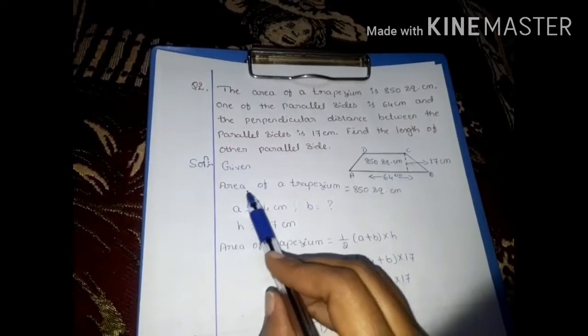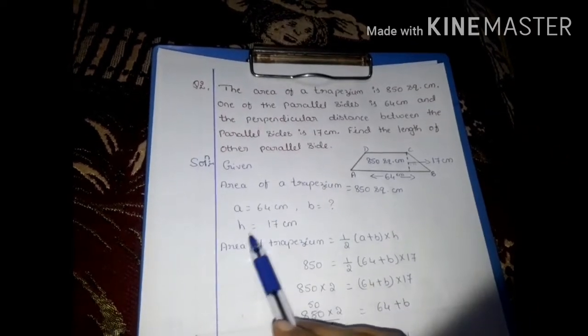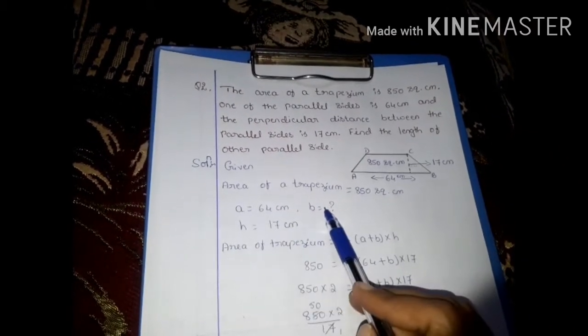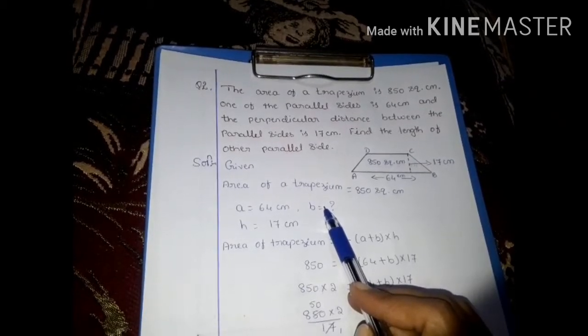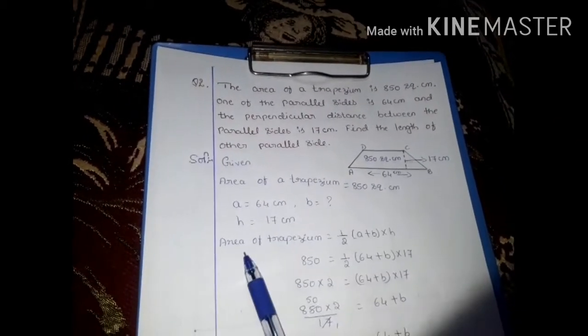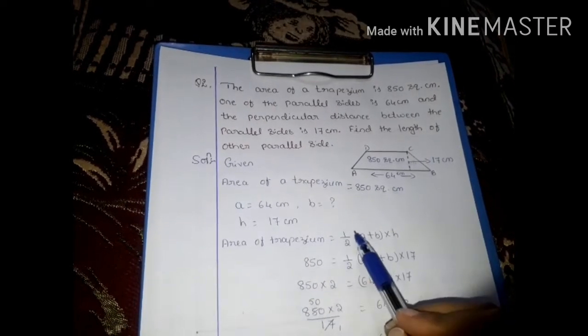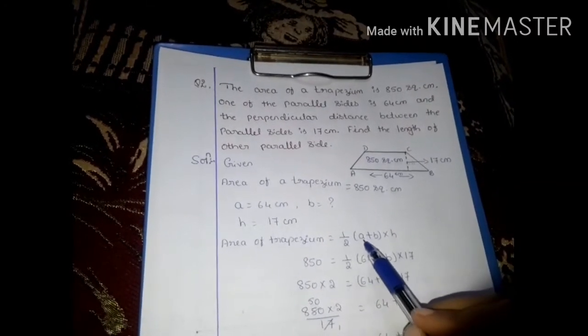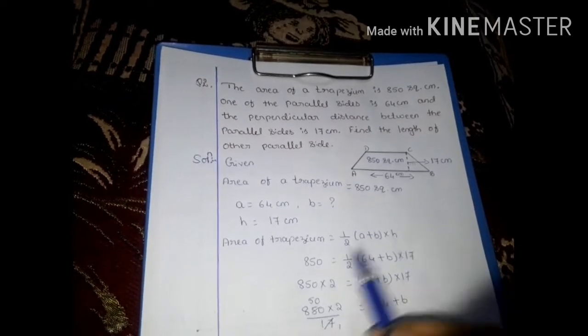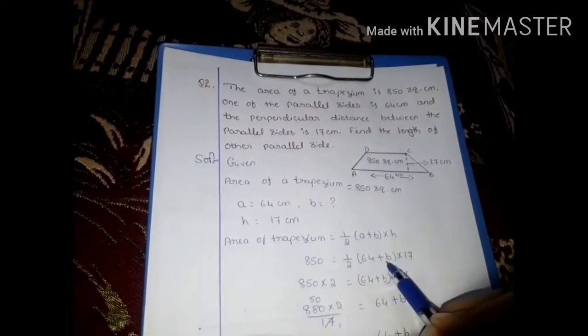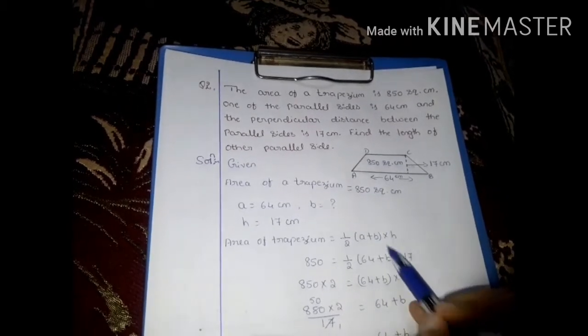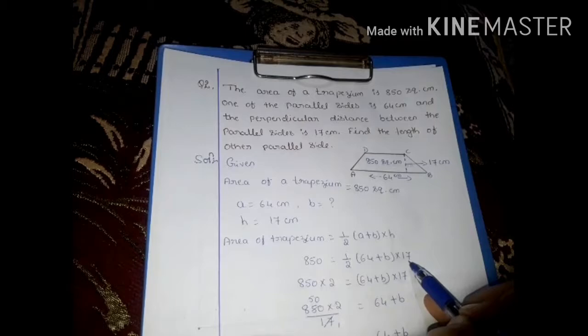In the given part, write down: area of trapezium is equal to 850 square centimeter. A is equal to 64 centimeter. H, height, is equal to 17 centimeter. You have to find the B value, nothing but the other parallel side. We know that the area of the trapezium formula is half into sum of the parallel sides into height. Already given area of trapezium, that is 850, is equal to half into A given 64 plus B, you have to find, write B as it is, into height 17.